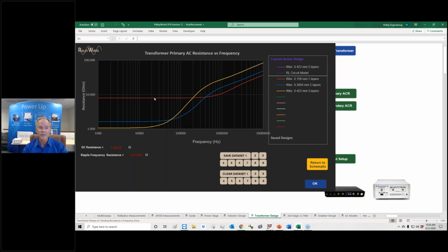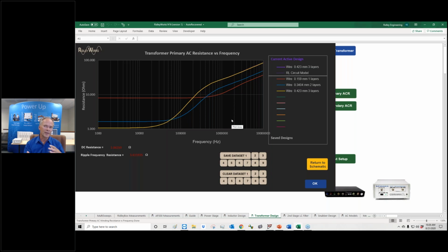Okay. So there's the first case. And then there's the second case with 2 layers. And then there's the third case. The DC resistance drops, but the AC resistance climbs quite a bit at this switching frequency here. And in the harmonics, of course, it's going to be worse now than the single layer case. So at 300 kilohertz, now we've got 13 ohms instead of 8 ohms of the single layer case. So it's not entirely clear which one of these is going to give us the best solution.